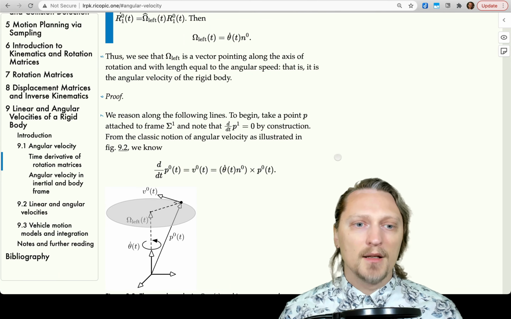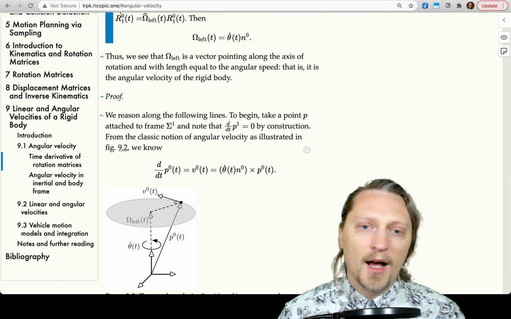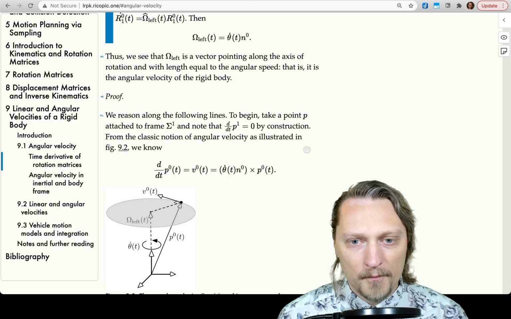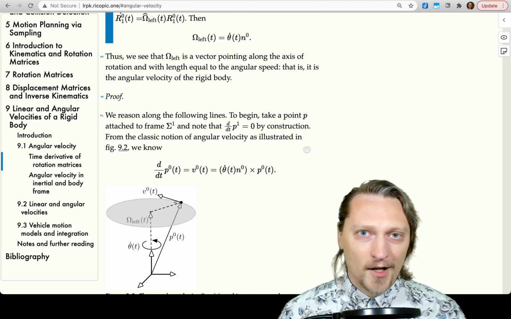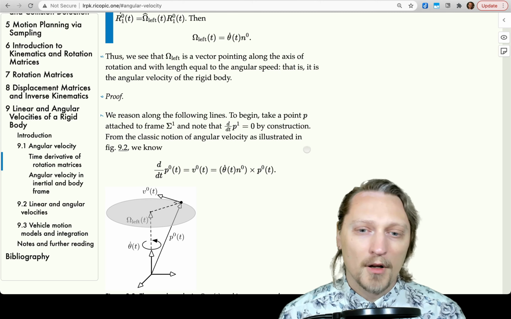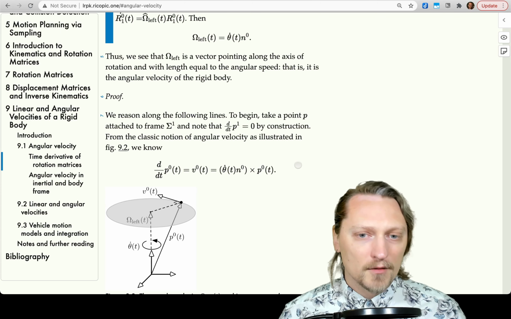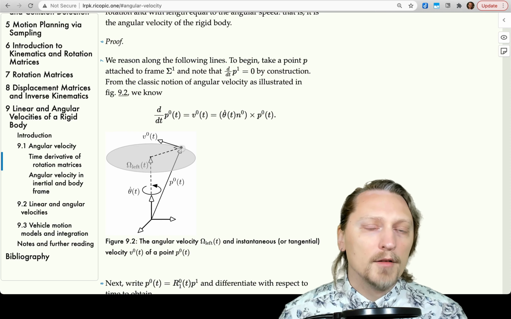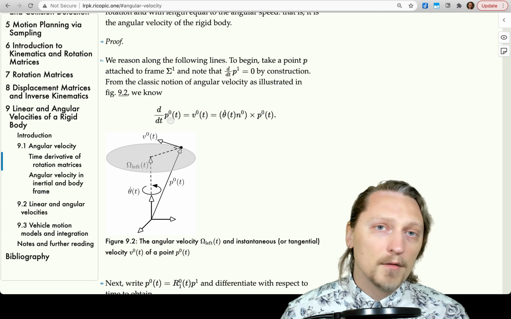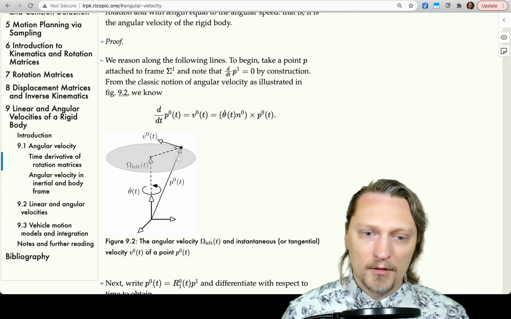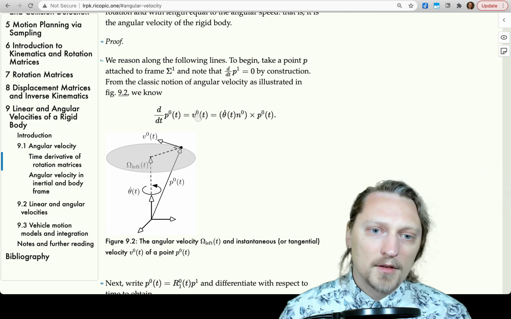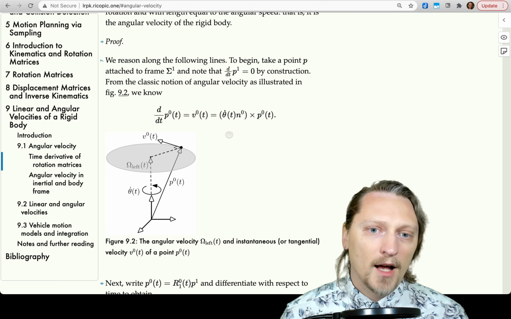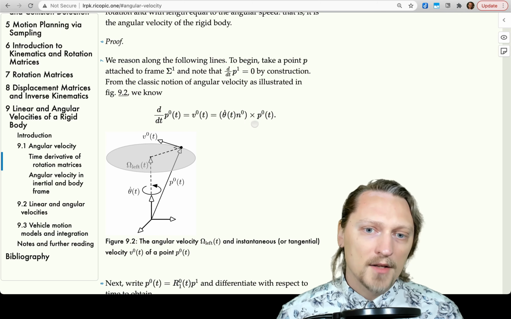To begin, take a point P attached to frame sigma 1 and note that the time derivative of P1 is 0. That is to say, it's fixed in the body-fixed frame by construction. Of course it is. It's fixed on the body. It's fixed in that frame, so it's not going to change position relative to the moving frame. From the classic notion of angular velocity as illustrated in figure 9.2, which is right here, we know that if you want to find the velocity of a point, we take the time derivative of its position. If its position vector is p0 in the 0 reference frame, we would take its time derivative to find v0, its velocity in the 0 reference frame. And we know that it is the angular velocity, scalar, times the axis, so the vector angular velocity, cross p0.